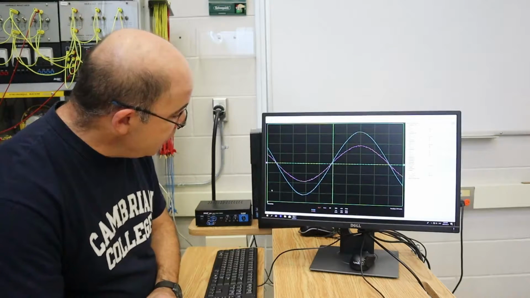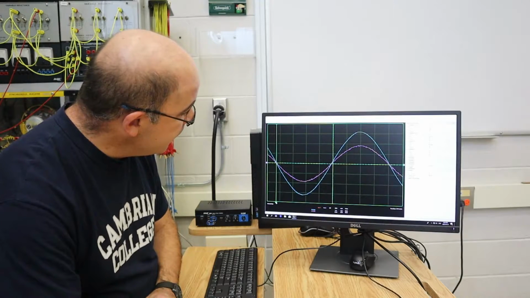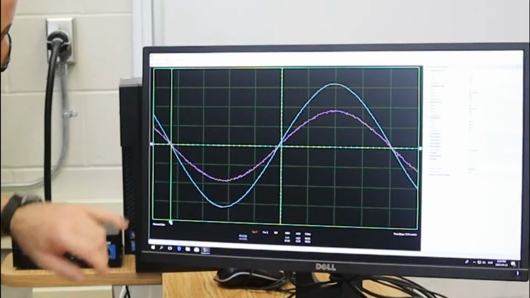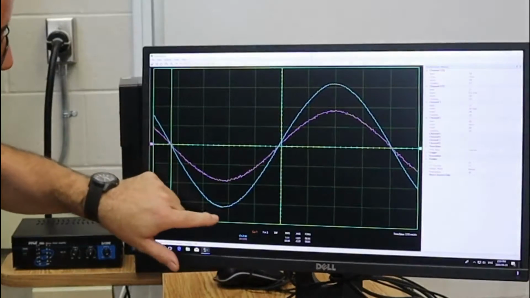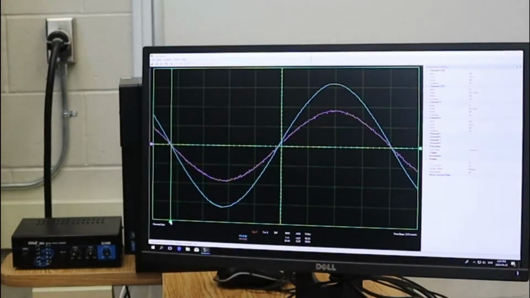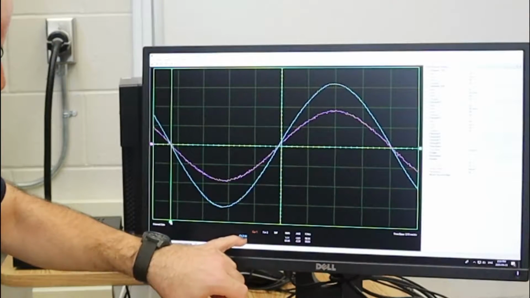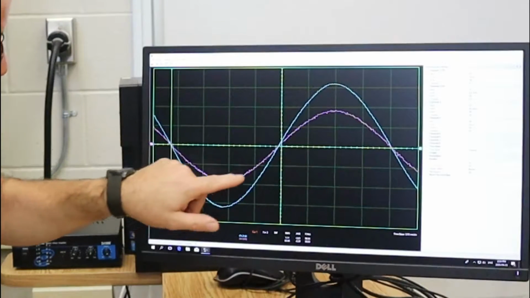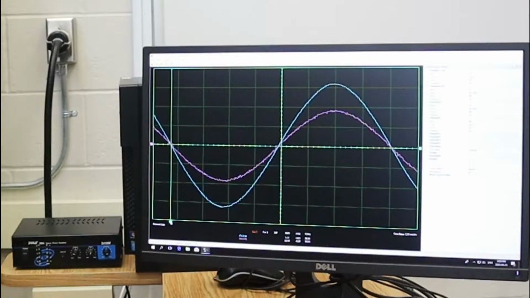Now, if I use this cursor, what we can see right here in the green line is the voltage and current waveform. The pale blue waveform represents the current in the circuit, and you'll see it says down here channel 2, A for amperes, and for channel 3 we have this purple waveform. It represents the voltage across that load module.